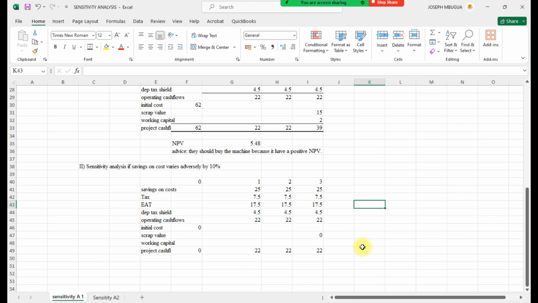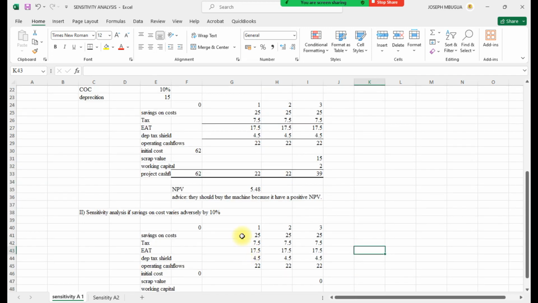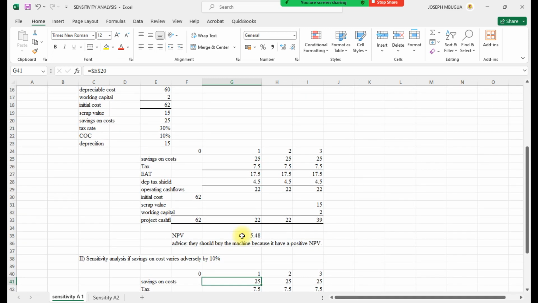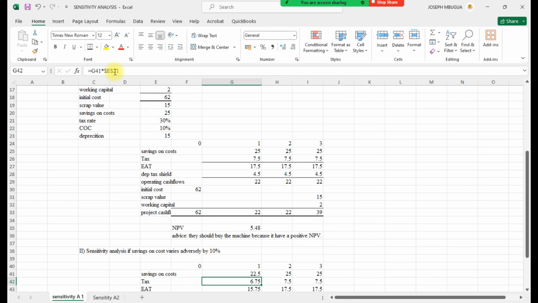Remember, in this case, what is changing is our savings. The values that we had initially will change. We had 25, but this value will now change by adverse. We have said adversely it will reduce. It will reduce by 10%, meaning that whatever we shall remain with is 90%. We shall only be able to recover 90% of that value.